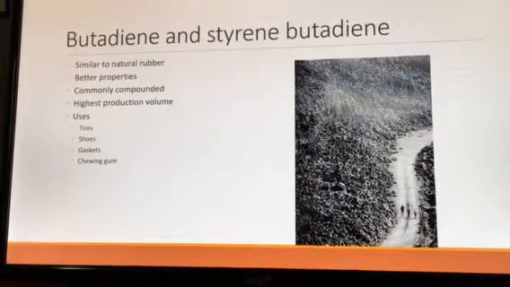Butadiene and styrene butadiene rubbers are both synthetic rubbers. Butadiene is similar enough to natural rubber that the properties are almost the same. The only exception is that it works much better in cold conditions. Styrene butadiene is made by copolymerizing the monomers of styrene and butadiene. These elastomers are the cheapest on the market and the highest production volume of all synthetic rubbers. This leads to uses in tires, shoe heels, soles, gaskets, and even chewing gum.